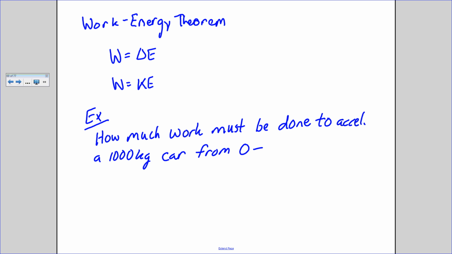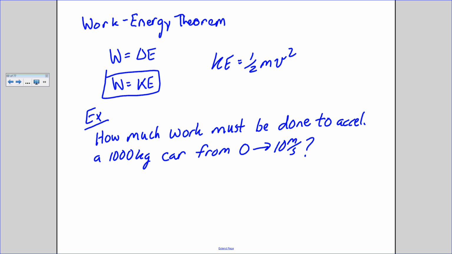From 0 to 10 meters per second. All right, you need to start with this. I'll give you some options like I did before. Don't forget that kinetic energy, I said this on the previous page, is equal to 1/2 of the mass times the speed squared. And I want to know how much work is done to accelerate a 1,000-kilogram car from 0 to 10 meters per second.